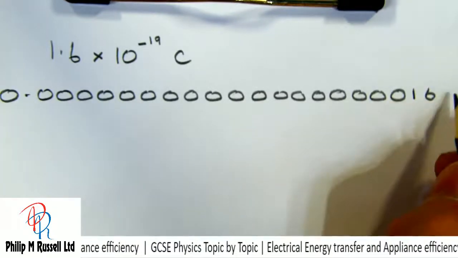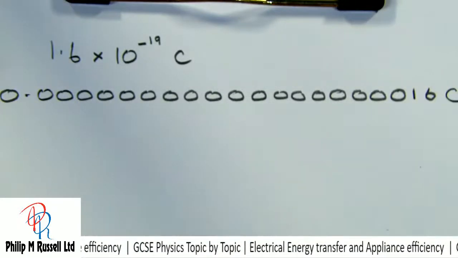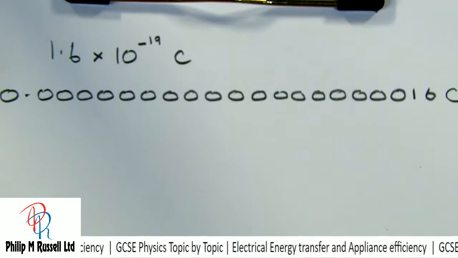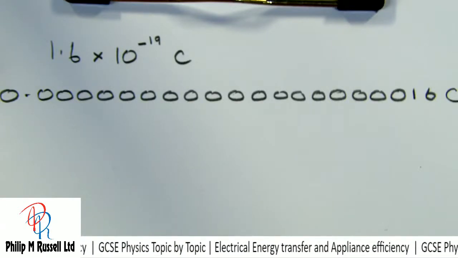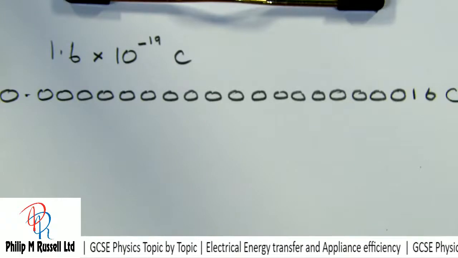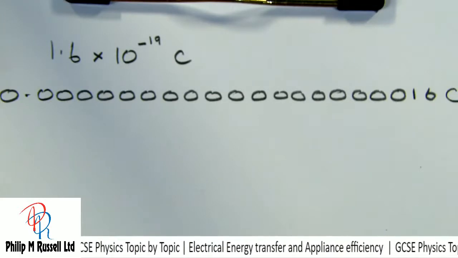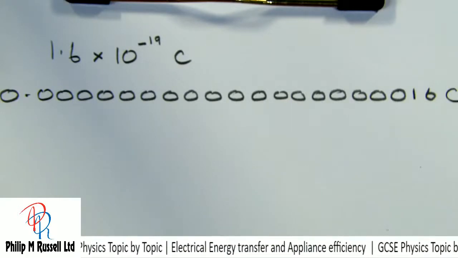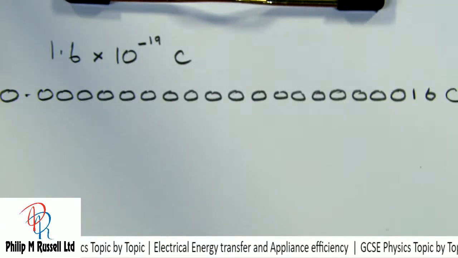6 coulombs. That is not a very big number. So that is the amount of charge on just one electron.